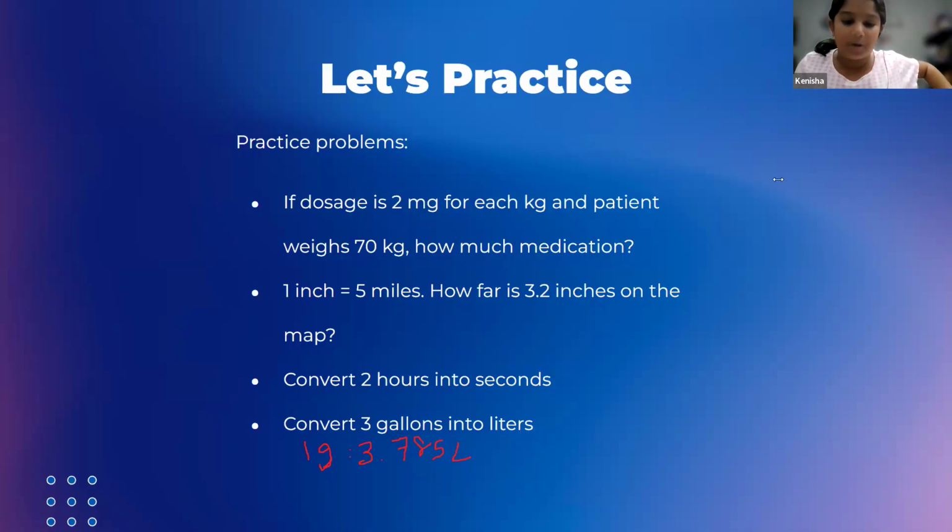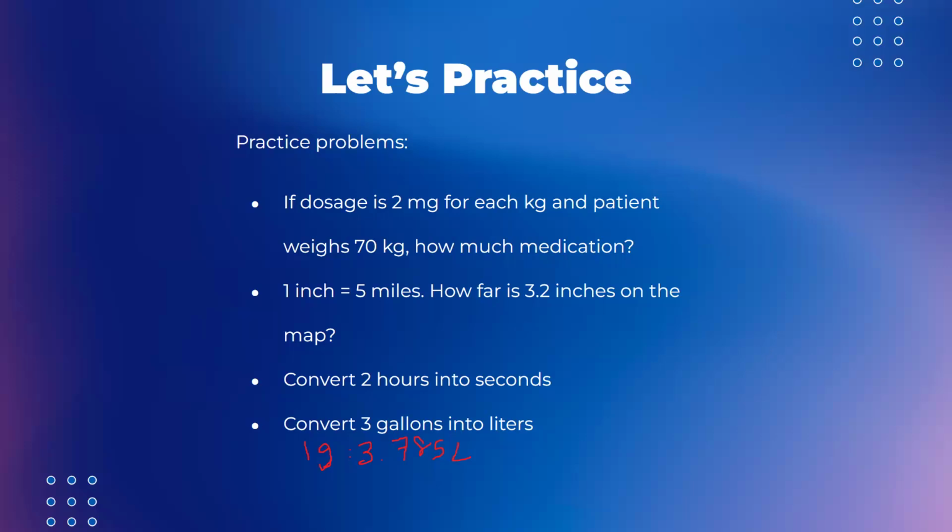Could I do the convert 2 hours into seconds? Yeah. So 1 hour is 60 minutes, and there's 60 seconds in 1 minute. So that's 3,600 seconds in an hour, and you multiply that by 2, and you get 7,200 seconds in 2 hours. Yep, good job. Perfect. Okay. Shruti, do you want to answer a question?